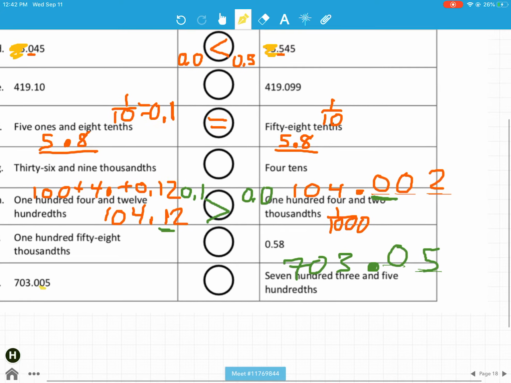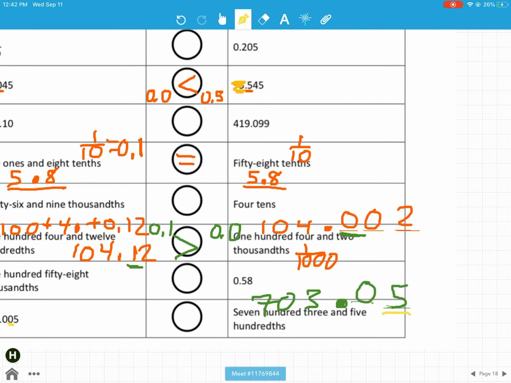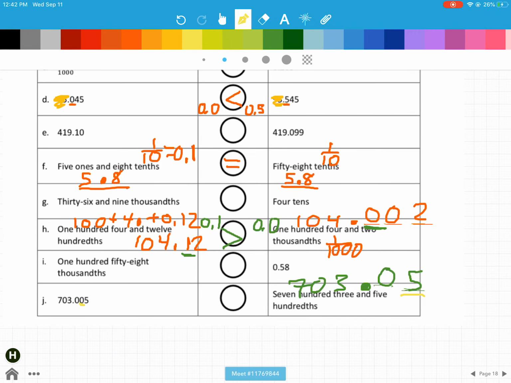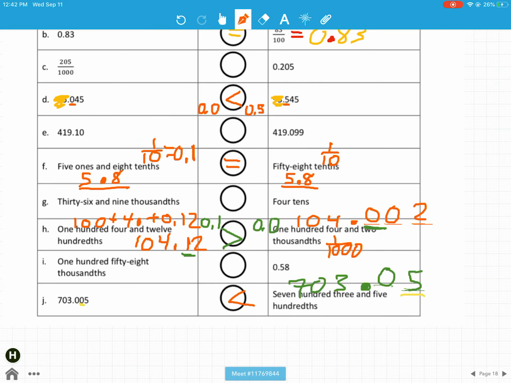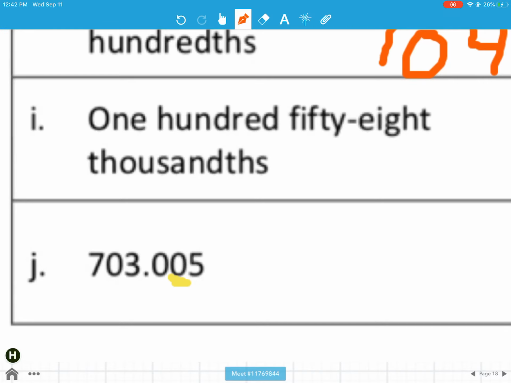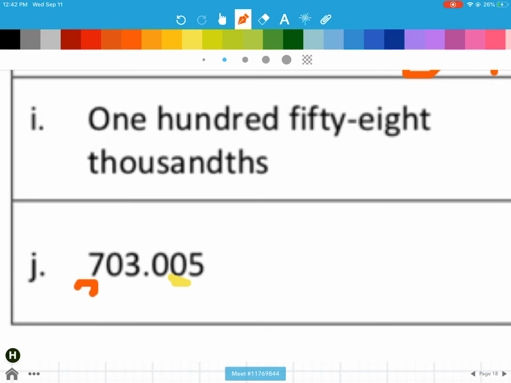The 0 and the 5. Again, 0 is less than 5. Okay, so we have 0 hundredths is less than 5 hundredths. Now another way for the kids to see this is if we line it up. So if I line it up, let me try doing it a little bit nicer.